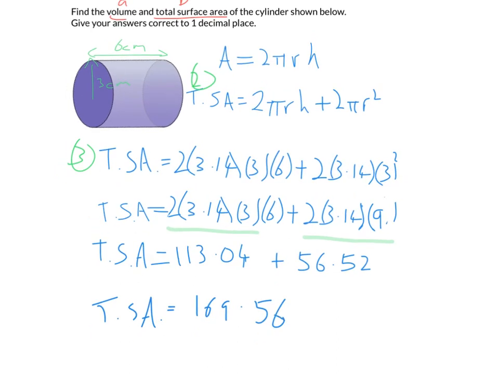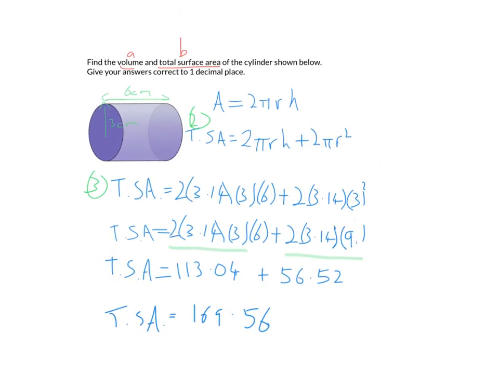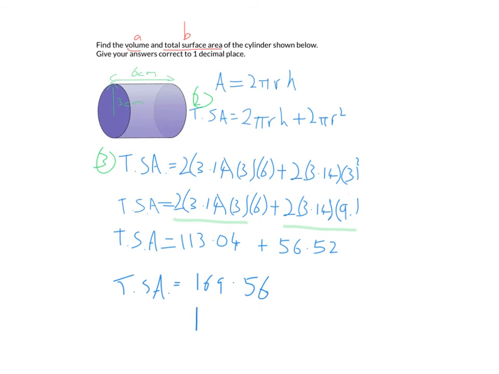This we might think is our final answer, but we just have to be careful. Whenever we get an answer in decimal form, we just have to check that it matches up with what we're asked in the question. So here it actually asks us for the answer to 1 decimal place. So that means we're going to have to round it up just a little bit, and that'll give us 169.6 centimeters squared as our answer.